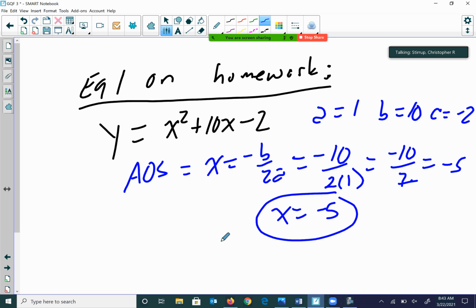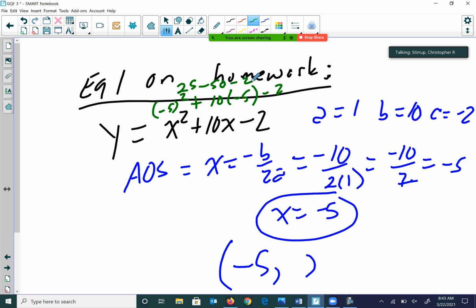And then my vertex is going to be negative 5 comma something. So I'm going to take that negative 5, plug it in. So I get negative 5 squared plus 10 times negative 5 minus 2. So that gives me 25 minus 50 minus 2. So that's going to be negative 25 minus 2. So negative 27. So that's why we're not graphing it, because you got a vertex in kind of a crazy location, but it does happen. So negative 5 comma negative 27.